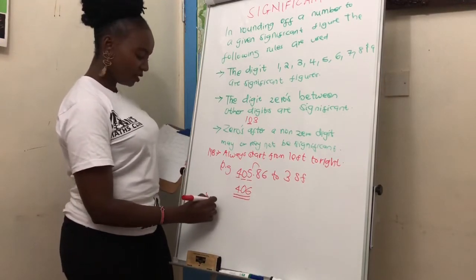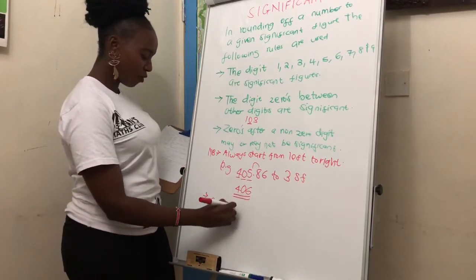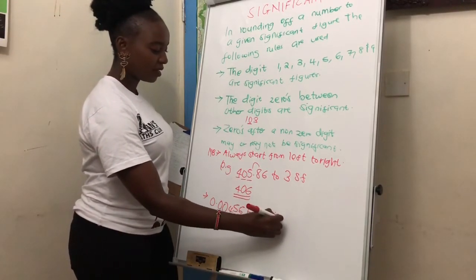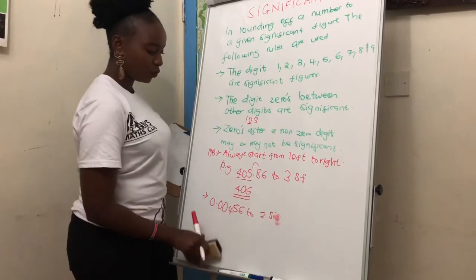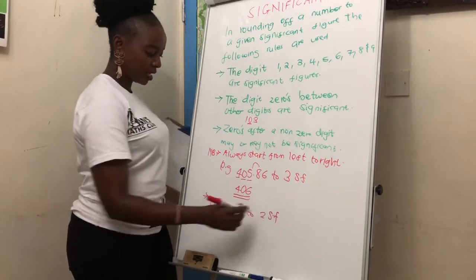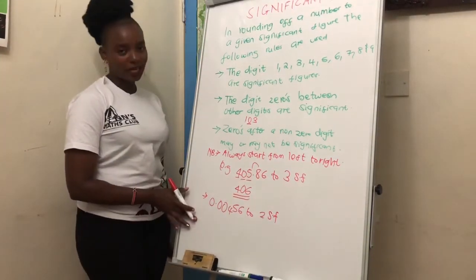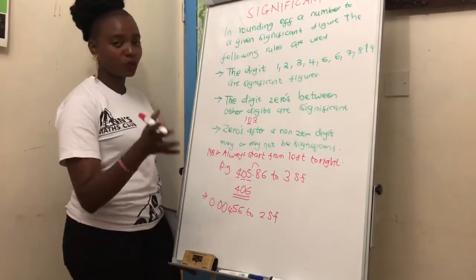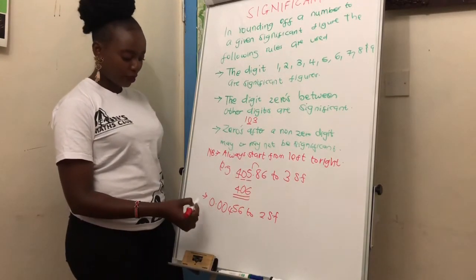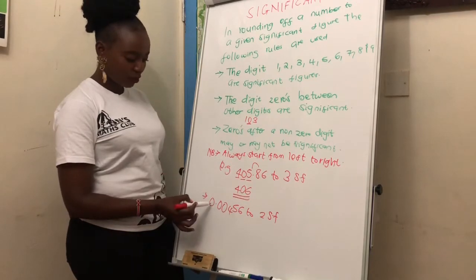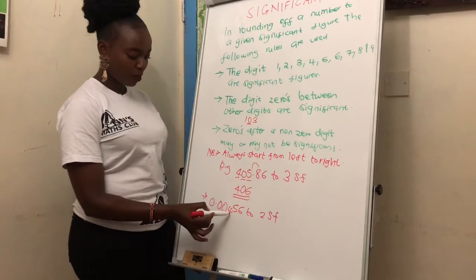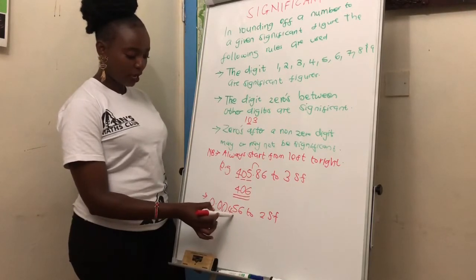You've been given 0.00456 to 2 significant figures. So what you need to do here, you start from your left hand side. Like we said, you move from left to right. Remember, these zeros come ahead, so we don't count them as significant figures. So we basically start from 4. So this is 1 and 2.